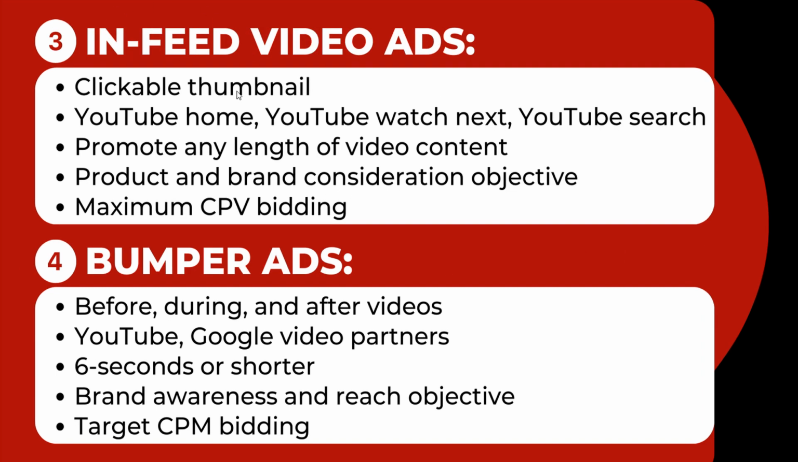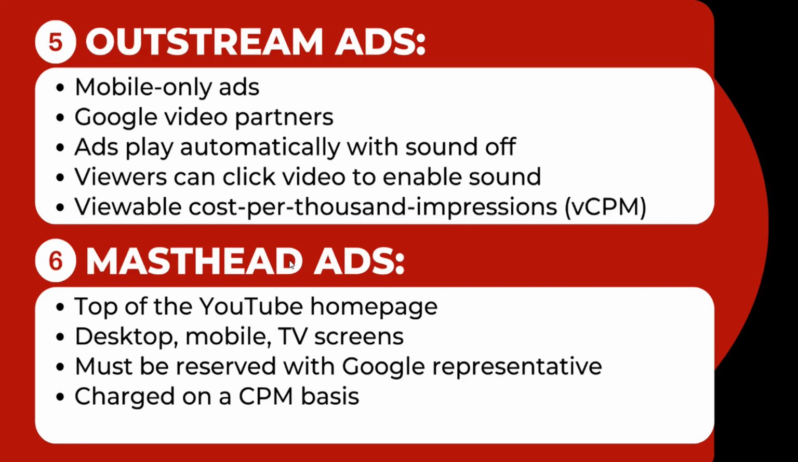In-feed video ads are a clickable thumbnail. They appear on YouTube Home, YouTube Watch Next, and the YouTube search page. Promote any length of video content. So for example, I could use one of my 30-minute tutorials and put that as an in-feed video ad and promote it to people who are actively looking up that type of content. These work with the product and brand consideration objective, and they use maximum cost per view bidding. Now, bumper ads before, during, and after videos as well, YouTube and Google Video Partners, 6 seconds or shorter, and they work with the brand awareness and reach objective and target CPM bidding. So outstream ads are mobile only ads. They only work on Google Video Partners, automatically play with the sound off.